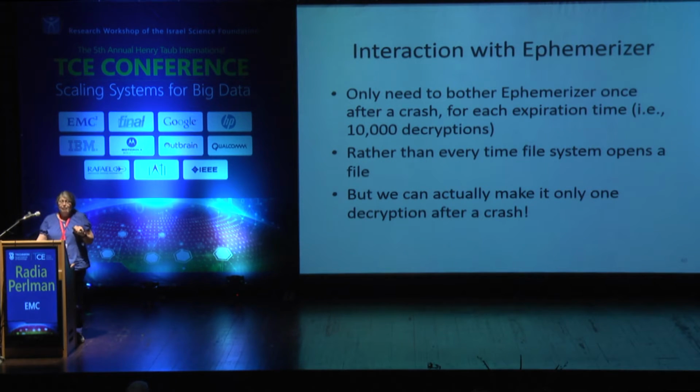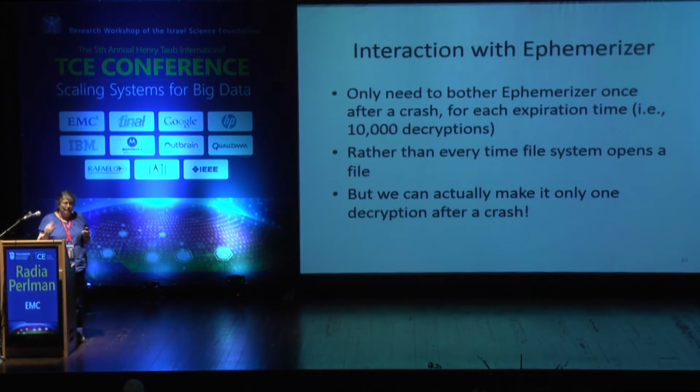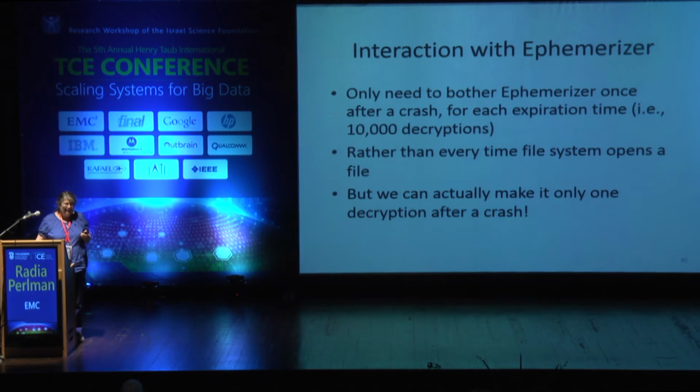So now, after a disaster, you only need to ask the ephemerizer to unlock each of the 10,000 keys. So you need sort of 10,000 exchanges to ask him to decrypt. And that's pretty good, but you can actually do better than that.